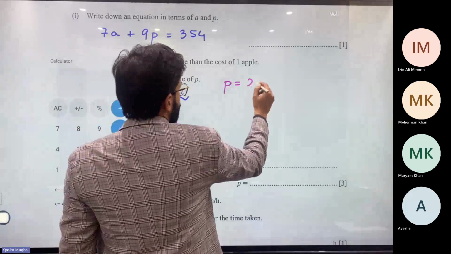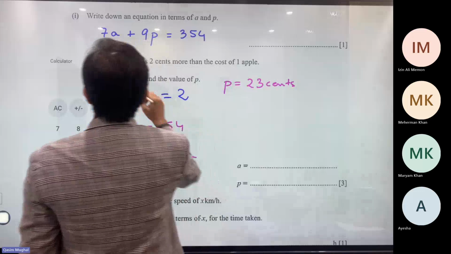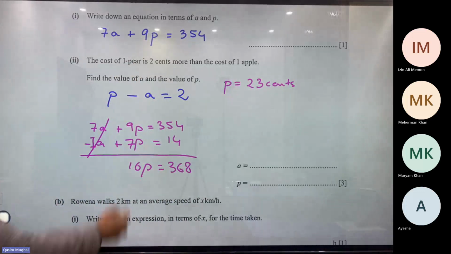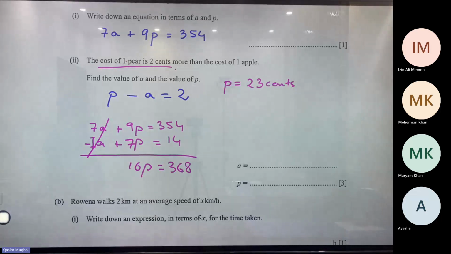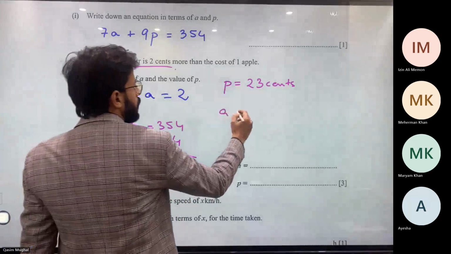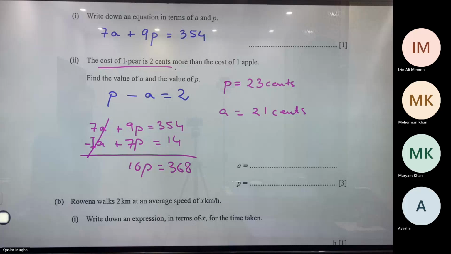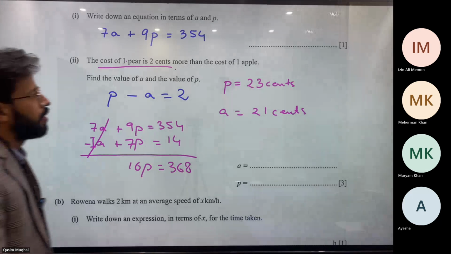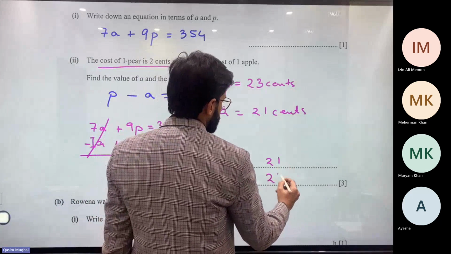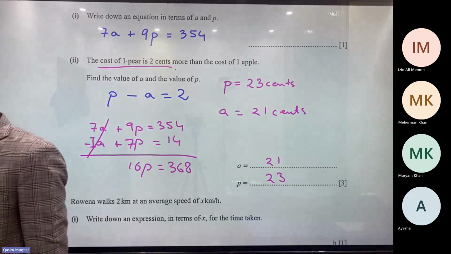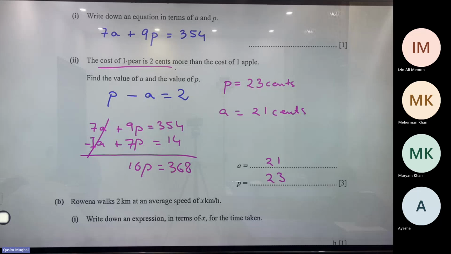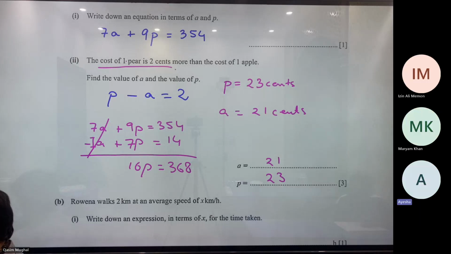23. What did you get? 23 cents. Solve the other one too, otherwise the question itself gives the answer: a pear is 2 cents more than the cost of an apple. So what will be the price of the apple? Otherwise put it in this equation. Okay. A is 21, P is 23. Okay. Yeah, that's it for today. Inshallah, see you all tomorrow with a new topic. Please continue practicing this one. Allah Hafiz.